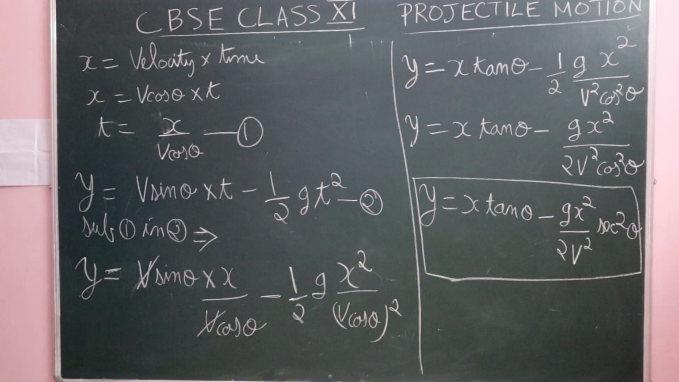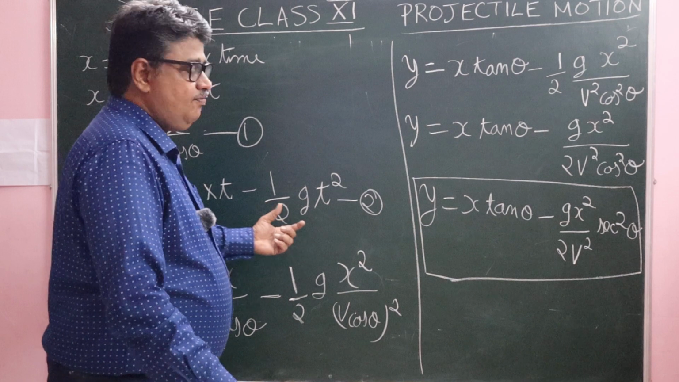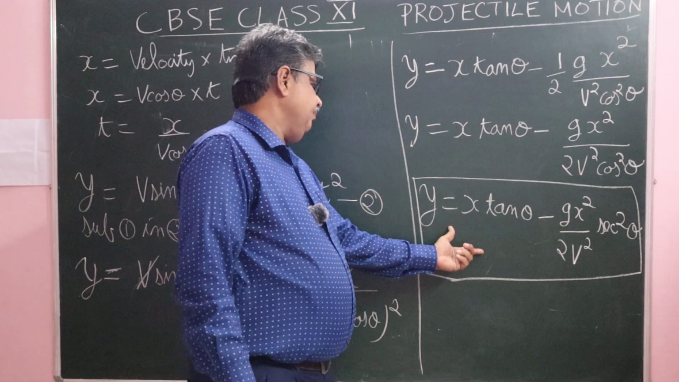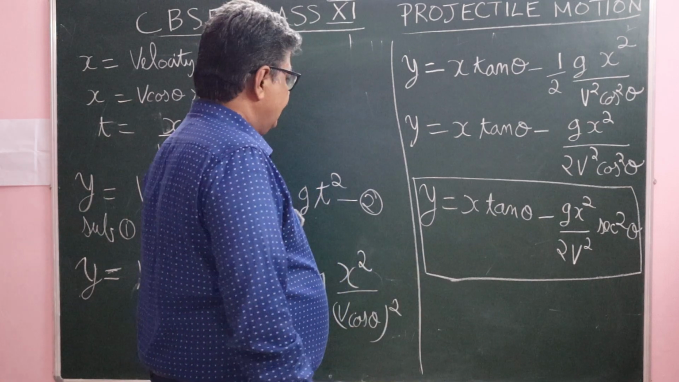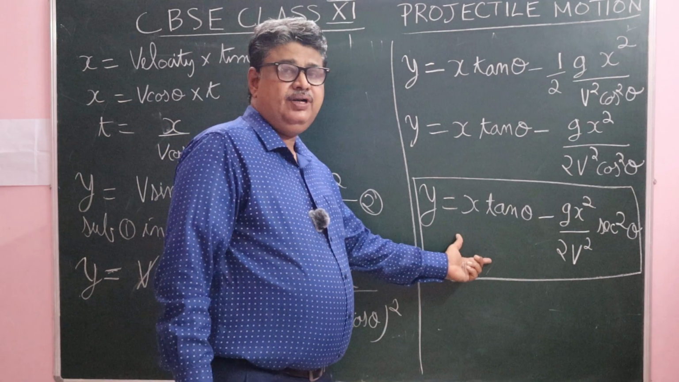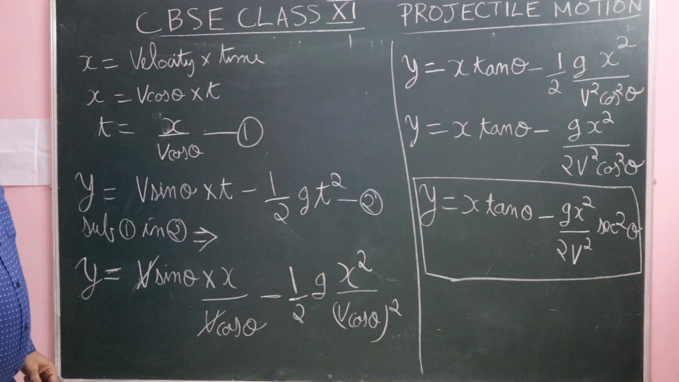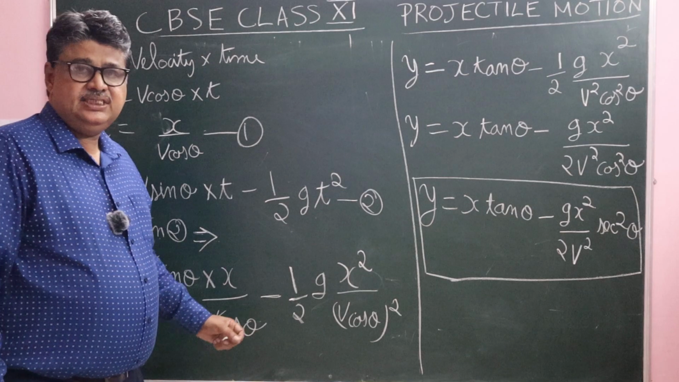So this is the equation for the projectile. This is a parabolic equation. It is a parabola, right? It's an equation of a parabola. Therefore, it is a parabolic path. Therefore, the projectile will follow a parabolic path. R is the range, we will find it.